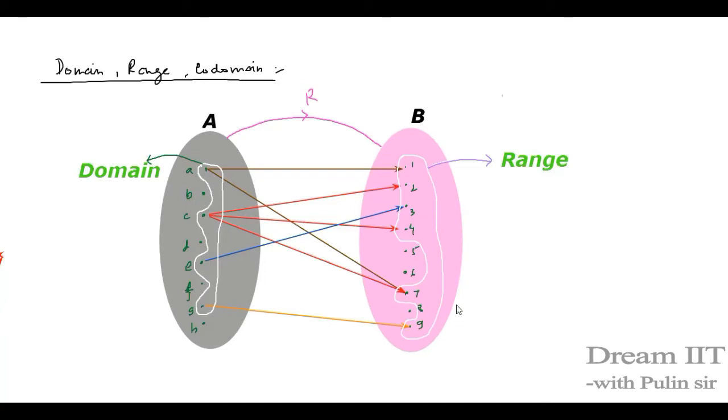Okay, and then the whole set on the right hand side, this is known as the codomain. This is known as the codomain. So this is all about our representation. So now I have told you the name.